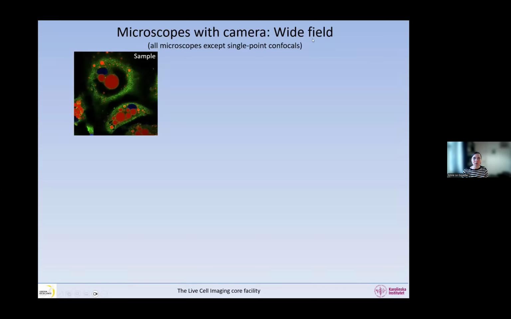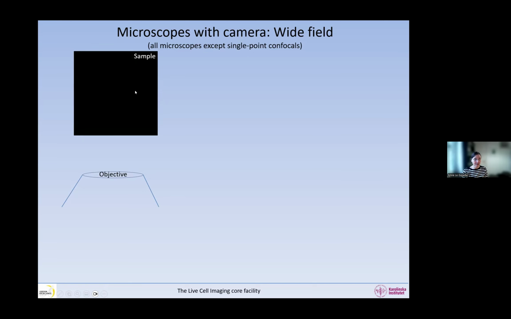So here we go, we have a wide field system, and I'm going to show you how a wide field system works. We have a sample here that is labeled. Here we have the objective. This is an inverted microscope because the objective is pointing upwards towards the sample, so it's below the stage. And the sample is in focus. So we have an objective focal plane that we're looking at.